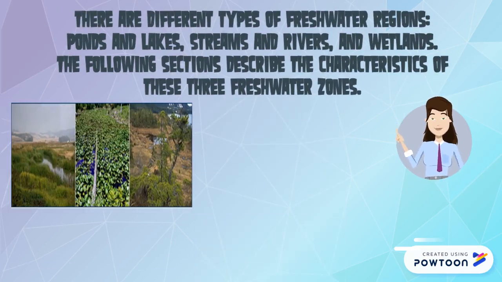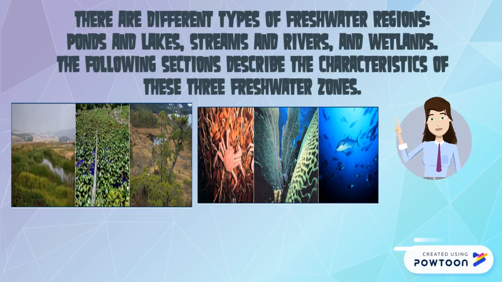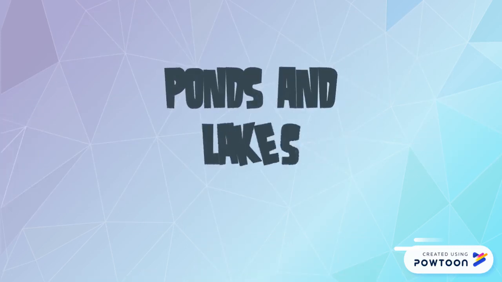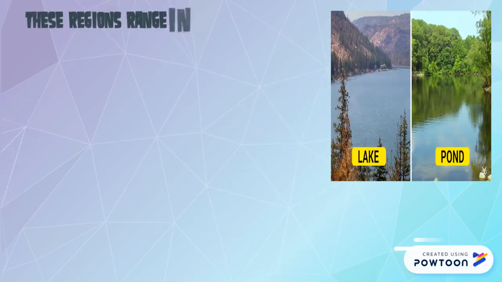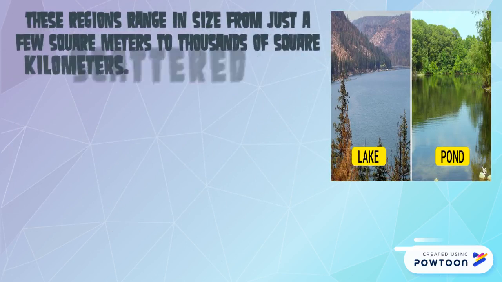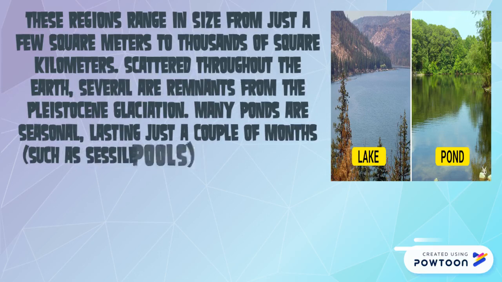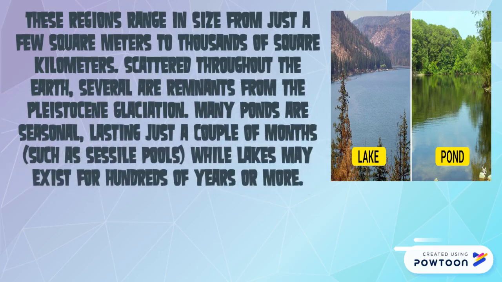The following sections describe the characteristics of these 3 freshwater zones. Ponds and lakes. These regions range in size from just a few square meters to thousands of square kilometers. Scattered throughout the Earth, several are remnants from the Pleistocene glaciation. Many ponds are seasonal, lasting just a couple of months, such as sessile pools, while lakes may exist for hundreds of years or more.